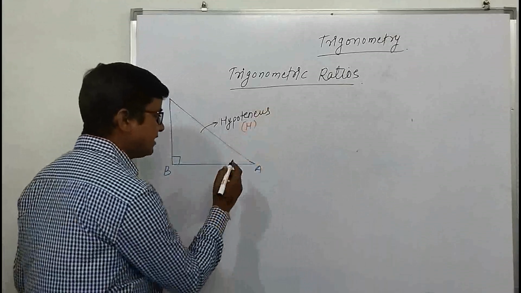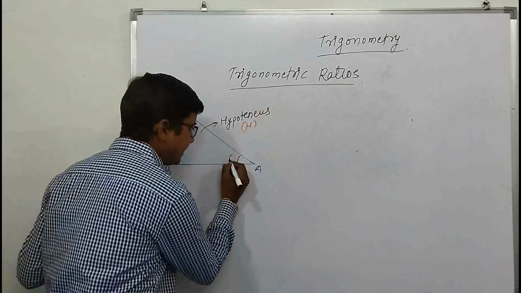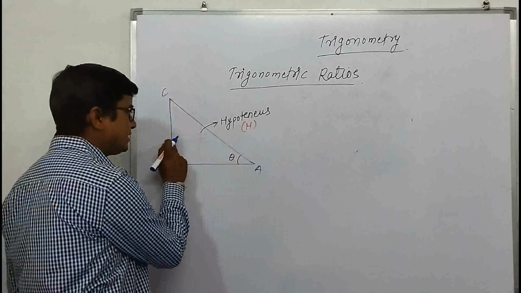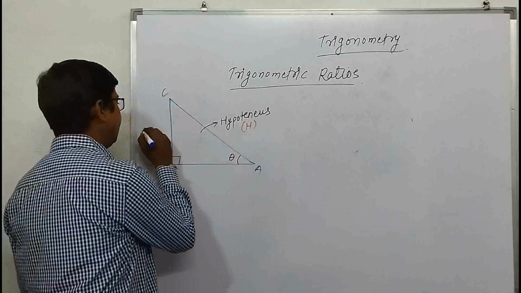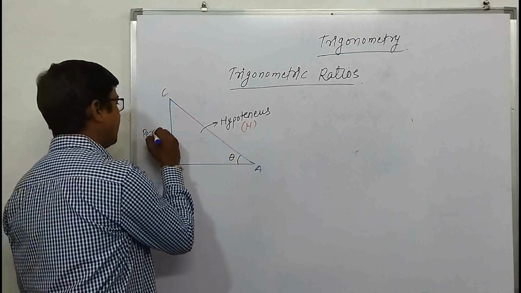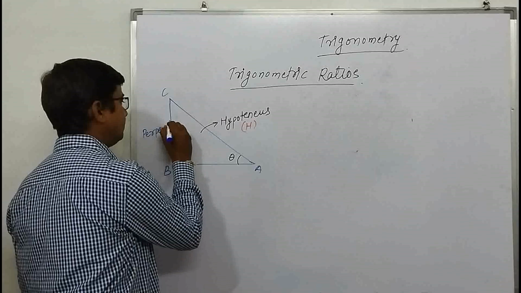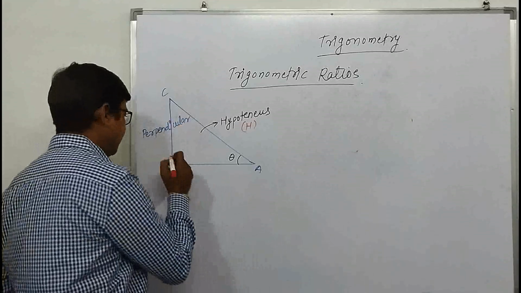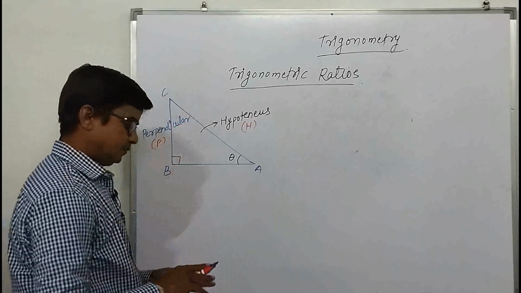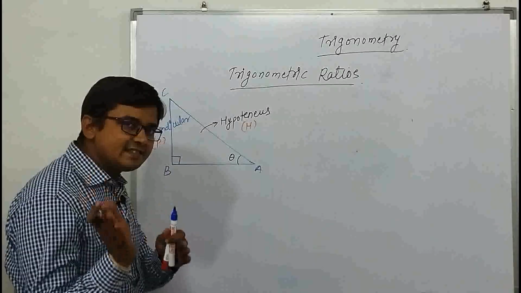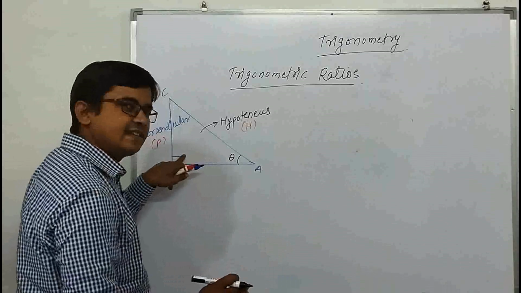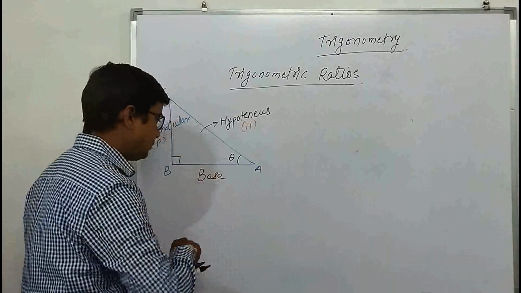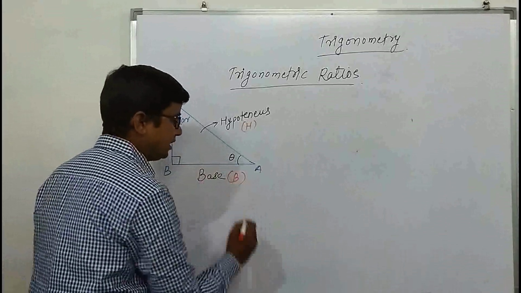And if I consider an angle A as theta, then the side opposite to this angle theta is known as perpendicular and is represented by capital P, and the side which consists of angle theta as well as the 90-degree angle is known as base and is represented by capital B.